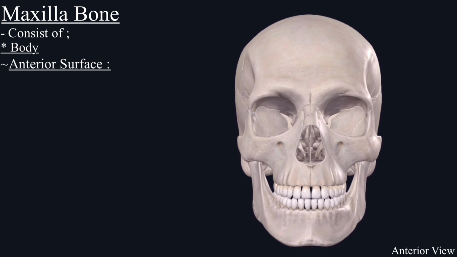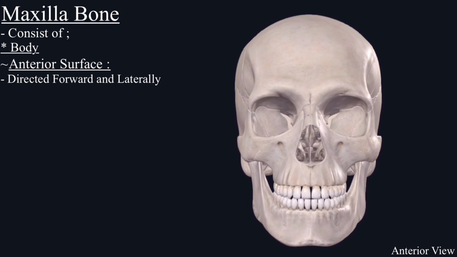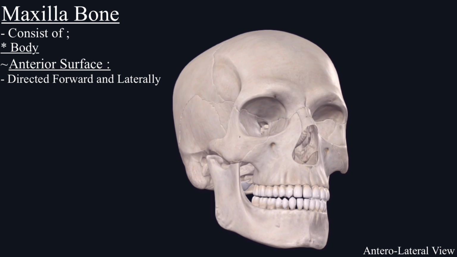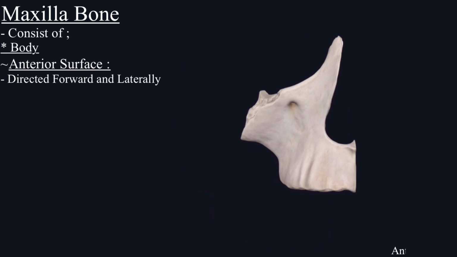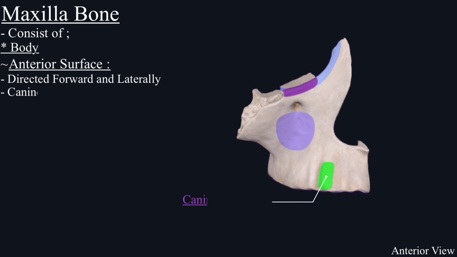In the complete skull model, this is the anterior surface. The anterior surface is directed forward and laterally. In the anterior lateral view, you can appreciate the forward and laterally directed anterior surface. In isolated maxilla bone, close to the alveolar border, just above the canine, there is an elevated area called canine eminence. Lateral and slightly superior to the canine eminence is a depressed area called canine fossa.